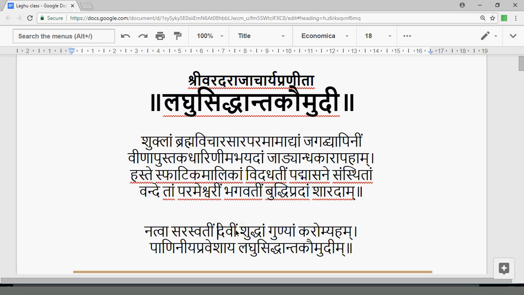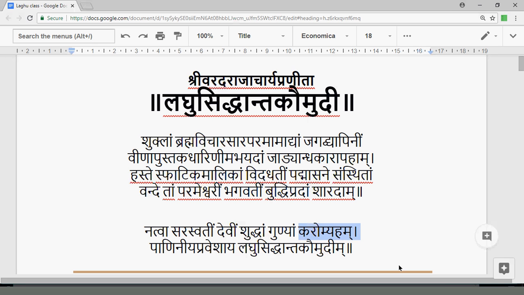And what kind of Saraswati Devi is she? She is Shuddha. Shuddha has the same meaning as Shukla. Shukla and Shuddha are similar. So she is Shuddha and Gunya. Gunya is Guna Yukta. She has a lot of gunas which we want. And therefore, we bow down to her.